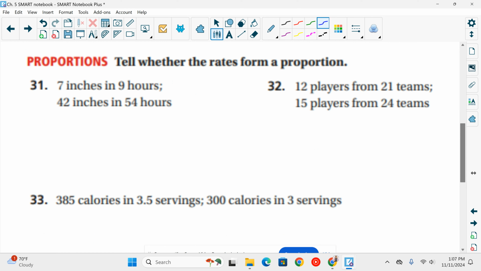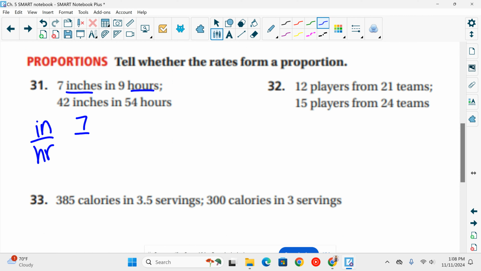You can also look at rates. Remember, rates and ratios are the same thing. So here we're comparing inches to hours. You just need to make sure that if you're doing inches on top for the first one, inches need to be on top for the second one. So I always label it. I've got inches to hours.